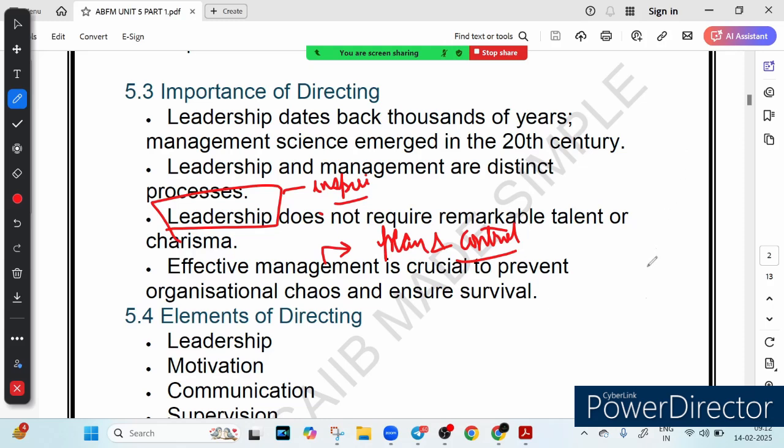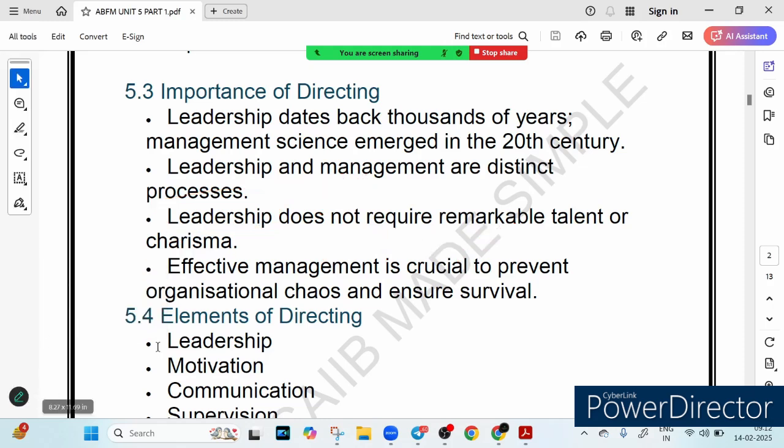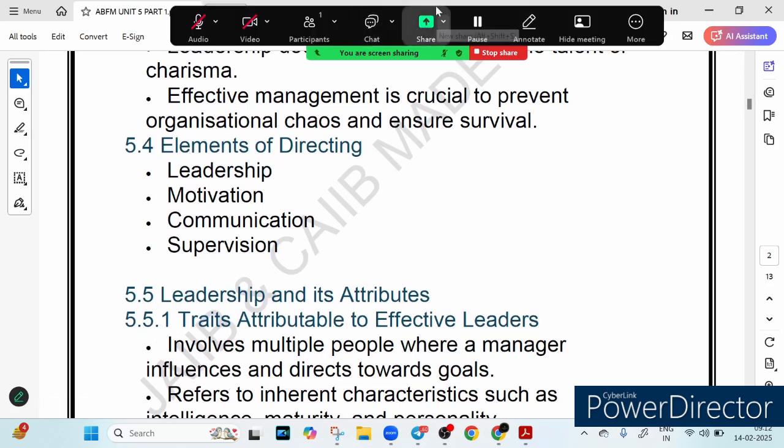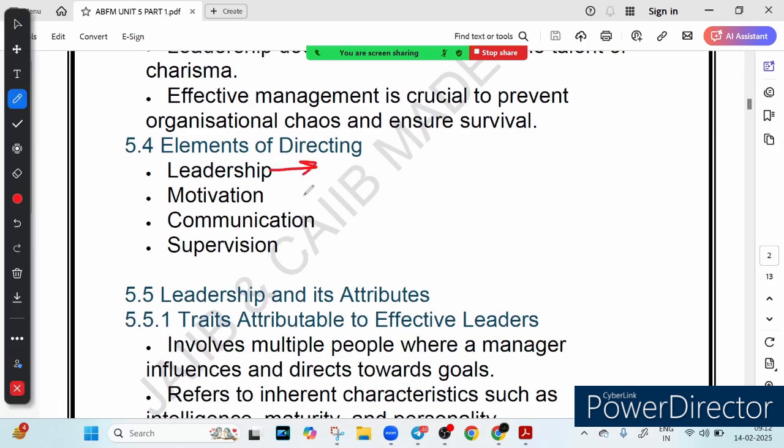Now let's talk about the key elements of directing, the 4 pillars. So in directing there are 4 pillars. Let's uncover what these 4 pillars are. The first pillar is called leadership. What is leadership? Leadership is the art of influencing people toward a goal. Think of it like a team captain guiding players to victory.